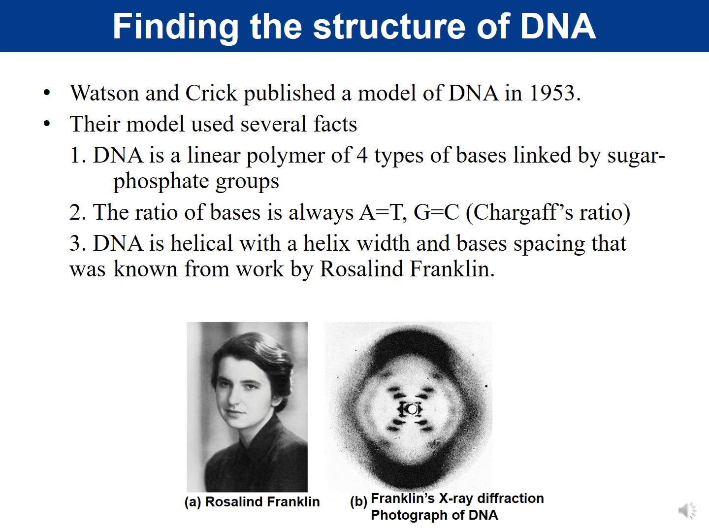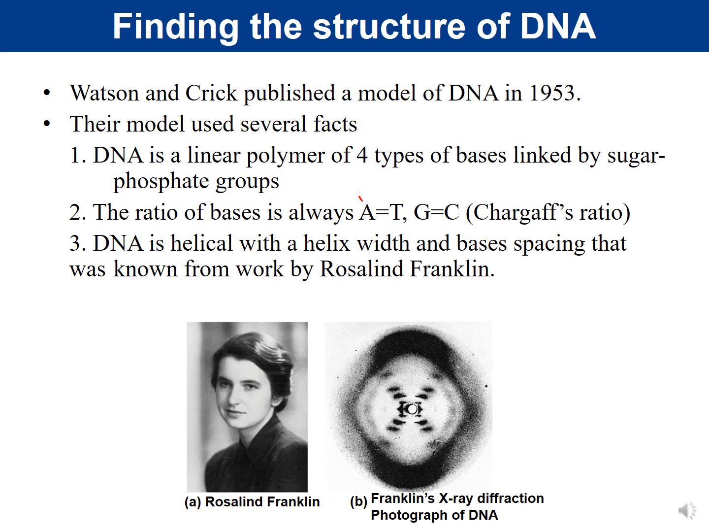The ratio of bases they found, not them, but other scientists found, was that A equals T, G equals C. And this became known as Chargaff's ratio. When they looked at different species of organisms, it didn't matter which species they looked at. What they always saw, when they quantitated the amount of A's and T's and G's and C's, was that the percentage of A's was always equal to the percentage of T's.